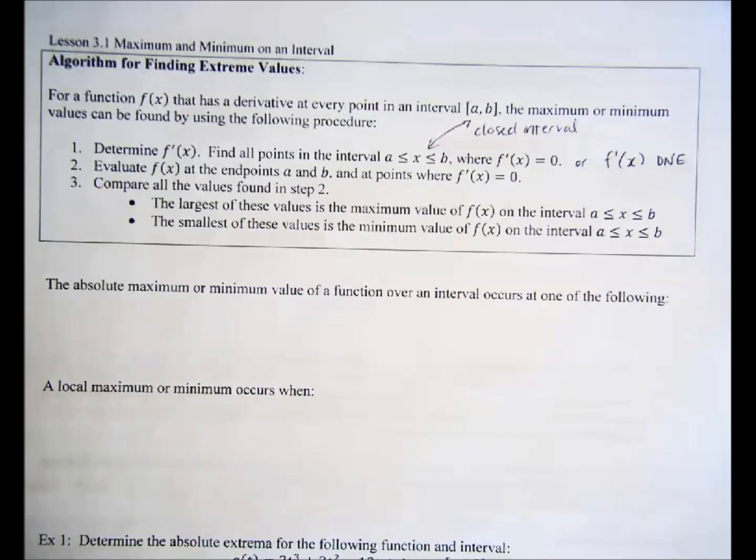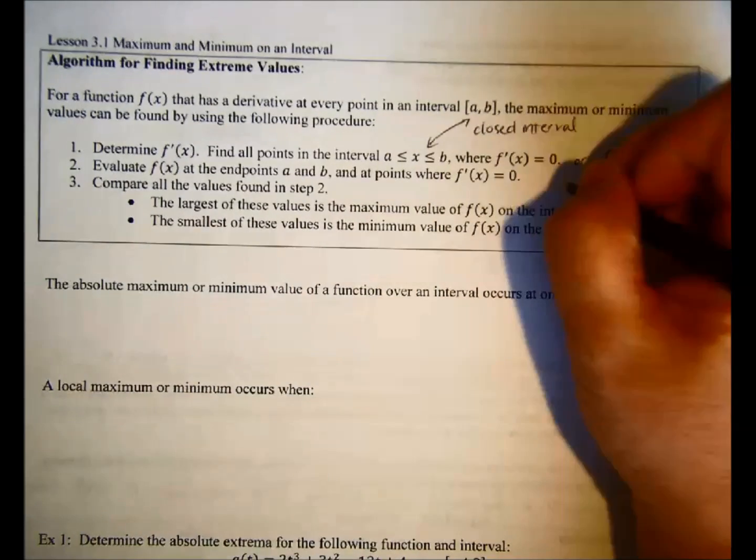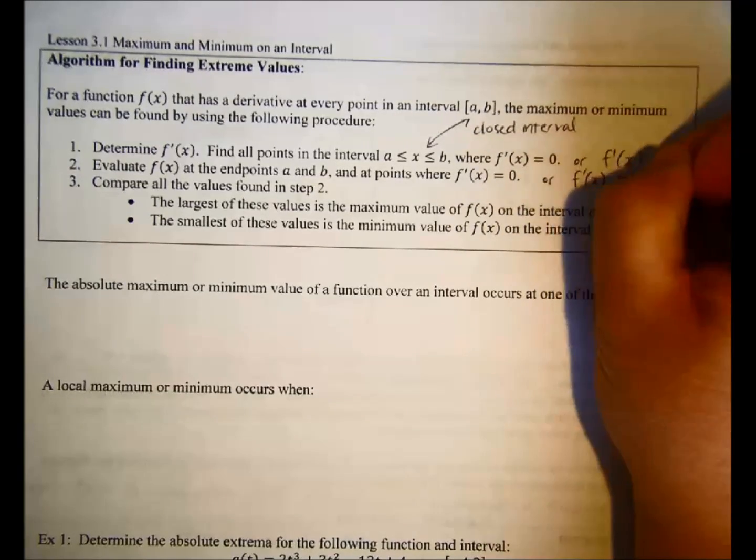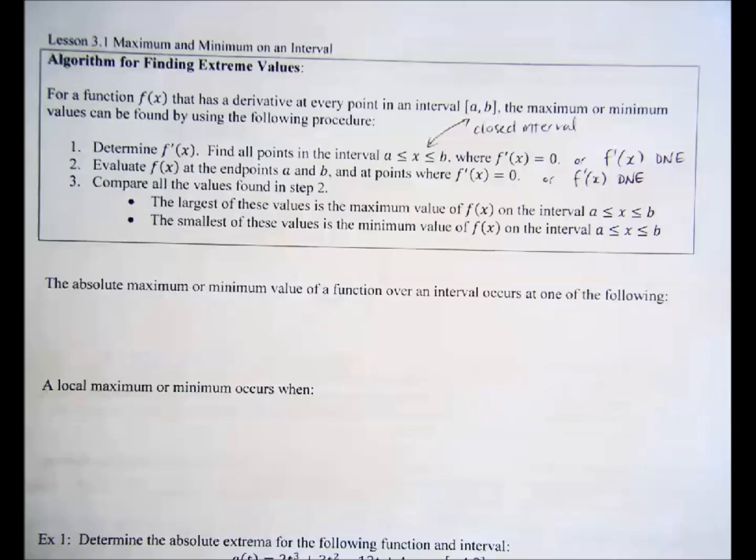And then what we want to do is evaluate the function at the endpoints a and b, as well as the points where the derivative equals 0 or the derivative does not exist. Then we compare all of the y values that we found. The largest of those values would be the maximum value, and then the smallest would be the minimum value.